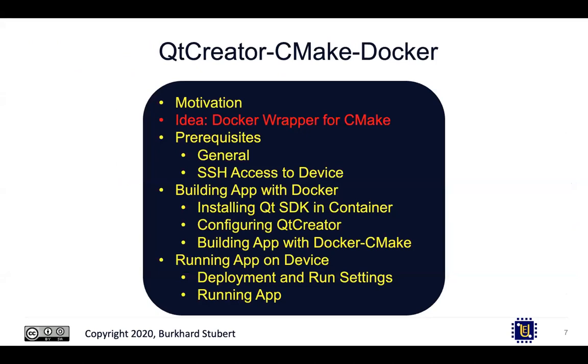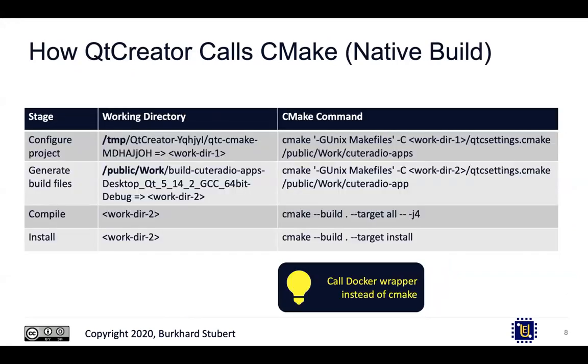So what's the idea? Well, the idea is a Docker wrapper for CMake. And if you look at how Qt Creator performs a native build, it's just a sequence of several CMake calls. So by now you have noticed I only do CMake projects, no QMake projects anymore. And we all have to do that switch with Qt 6 anyway. So a native build is just a sequence of 4 CMake calls.